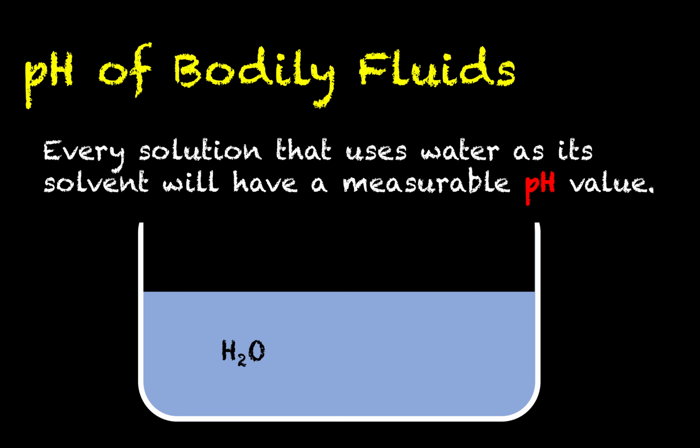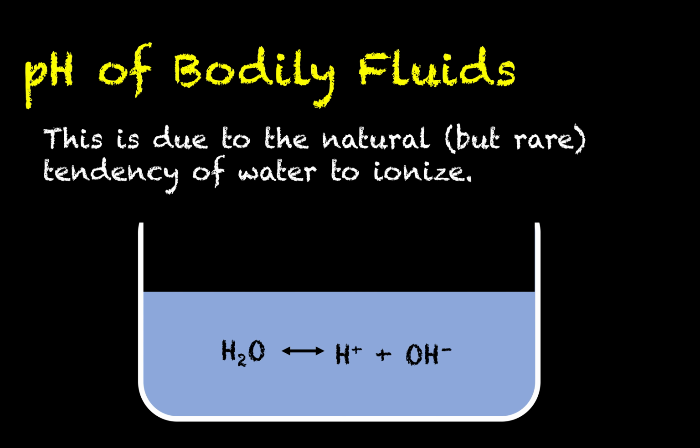Since in a previous video we discussed how every kind of body fluid that you find in the human body uses water as its solvent, this is going to be applicable to just about everything that we talk about throughout this course. The reason why every kind of aqueous solution is going to have a pH value is because of the natural but not too common tendency of water to ionize in solution.